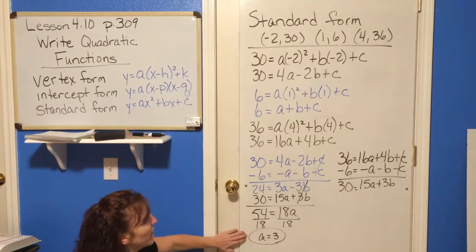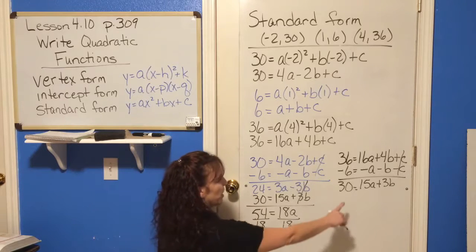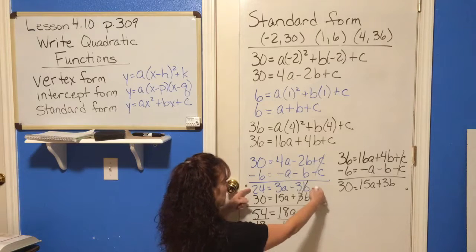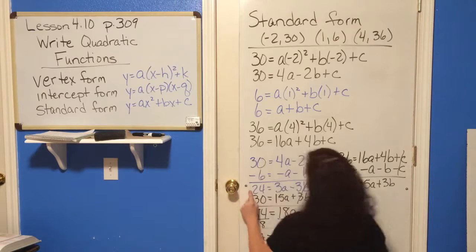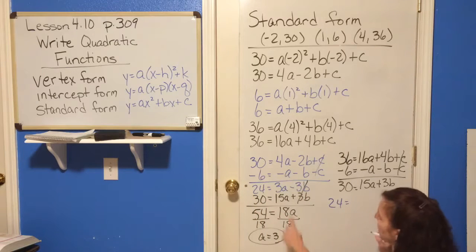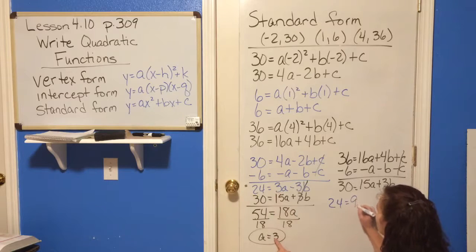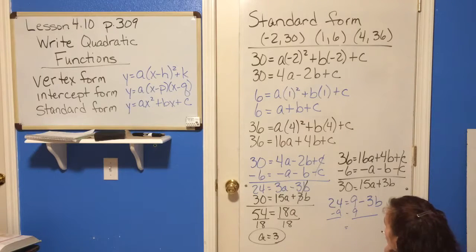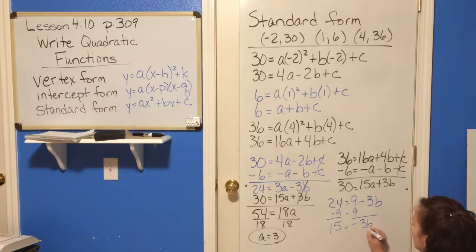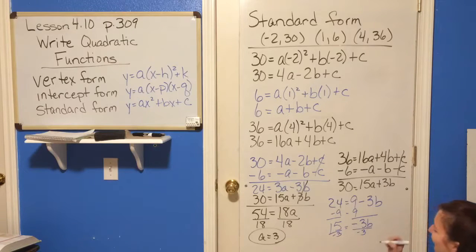Because once we get 1, we can go back to one of these original equations here, and I think let's use this one just because the numbers are a little bit smaller. So we've got 24 equals 3 times 3 is 9 minus 3b. Subtract 9. So what is that? 15 equals negative 3b. Divide by negative 3. And so b equals negative 5.